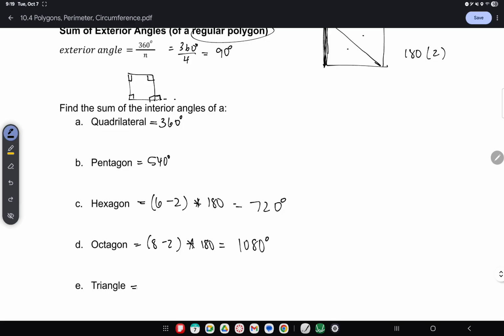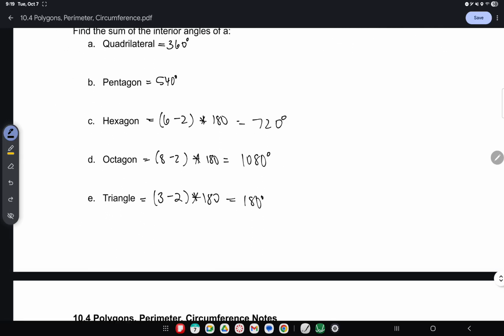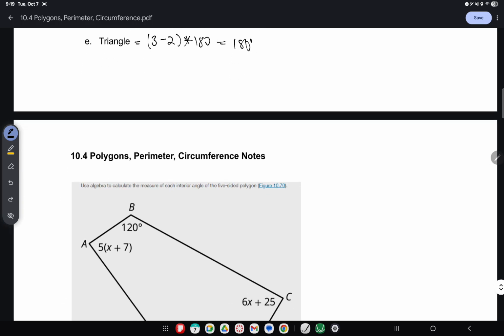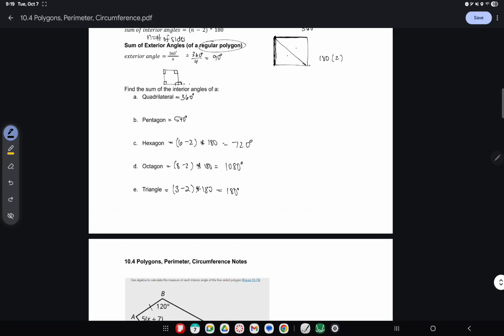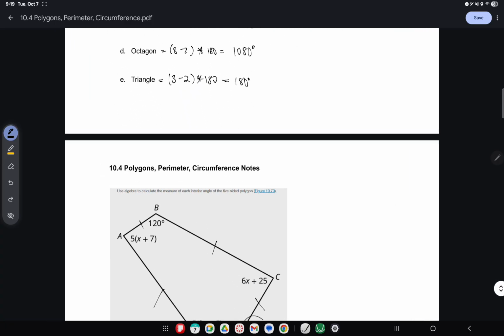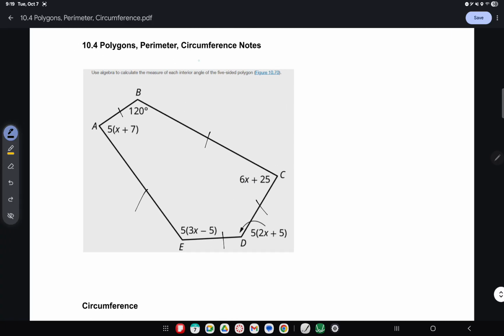And then a triangle, that really should have been the first one, but triangle, 3 sides minus 2 times 180 gives us 180. So now knowing these facts, let's find some angles. So 1, 2, 3, 4, 5. So if I go back up here, it's a pentagon, so they all add to 540 degrees. So I'll write that equals 540.